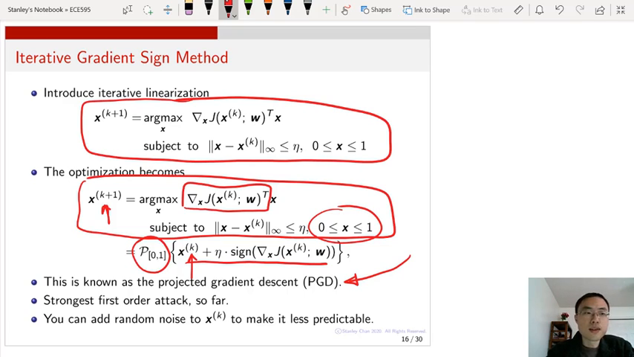Now, there is one more method that we are going to study in the next lecture. It's called the gradient masking attack. But before that, projected gradient descent is one of the most powerful attacks in the literature. So you can also try to add random noise to xk to make it less predictable. In what sense? Well, you can also add some additional IID Gaussian noise or other types of noise or other forms of randomness to this x here to just make the defense harder.